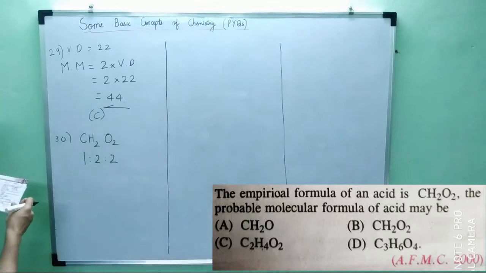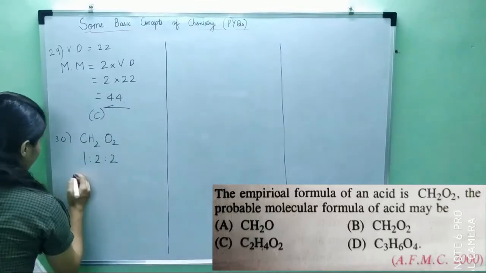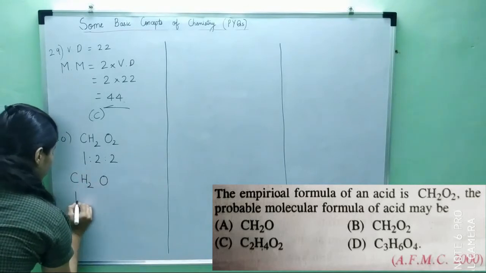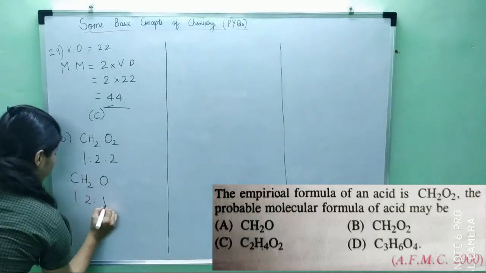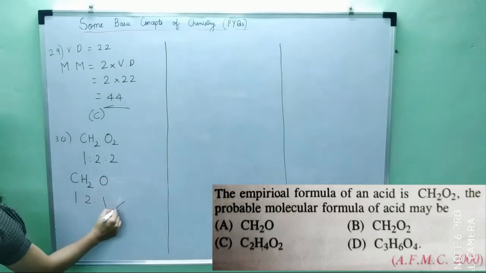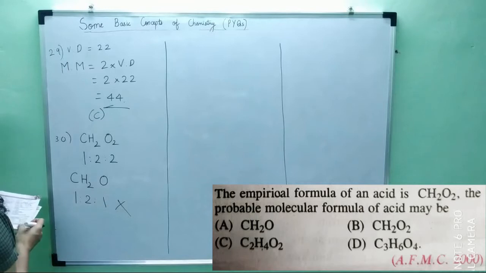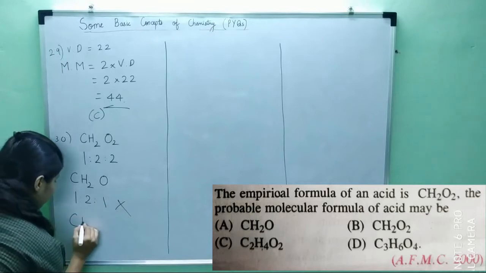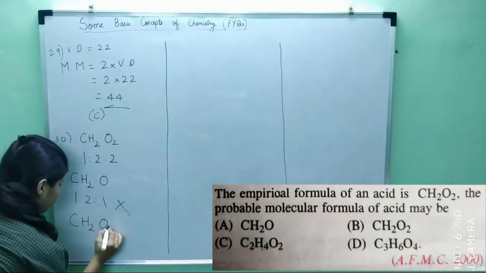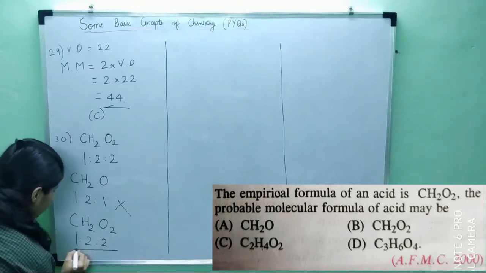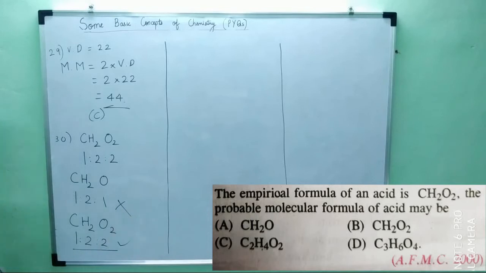Now let's look at the first option. What is it? CH2O. CH2O. So this ratio is what? 1 is to 2 is to 1. It is not equal to this ratio, so this is not the answer. Next is CH2O2. CH2O2 has the same ratio, so CH2O2, 1 is to 2 is to 2. So this has the same ratio, so this is the answer.